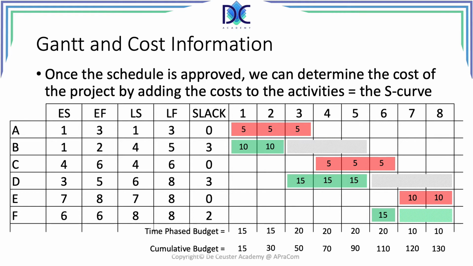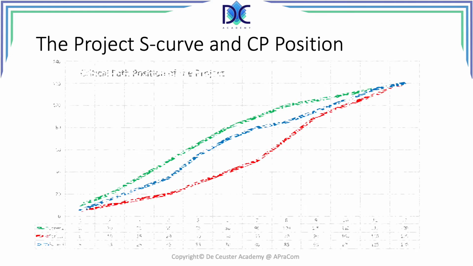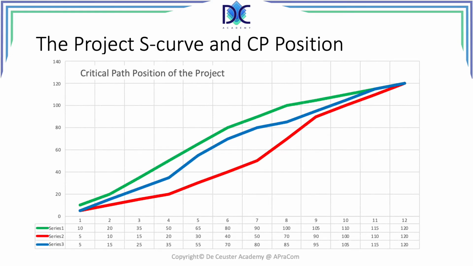Now, the last one, let's say that we are at the end of the project, the 130, we will call the budget at completion. Now, we can do this for the early start, for the late start, and for the planned start, and then we find the project S-curve and the critical path position. The green curve shows the project or the cost curve in early start position. The red curve is the S-curve in late start position, and blue is the planned start position.